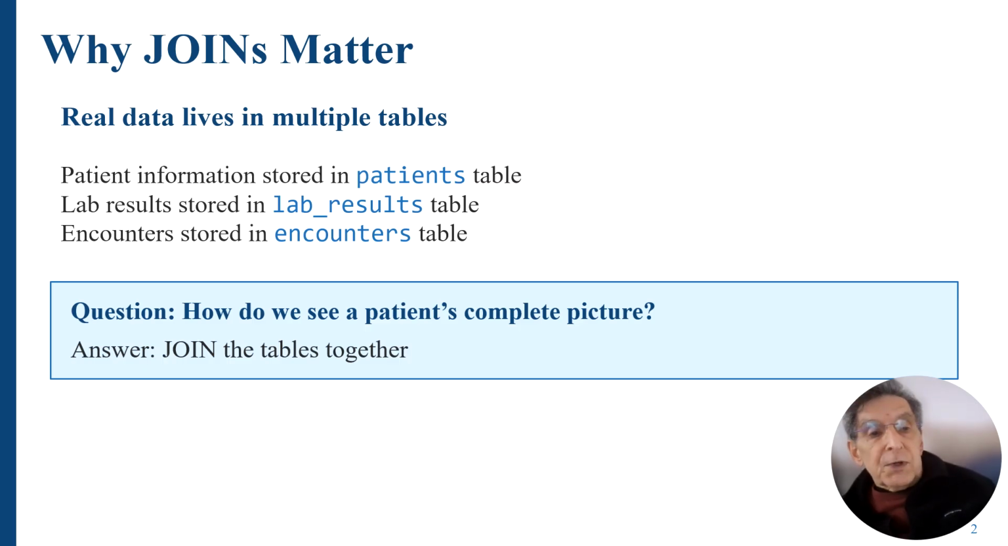This design is very elegant and very efficient, but it creates a challenge. What if I want to see a patient's name alongside lab results? That information lives in 2 different tables. So how do I bring them back together? The answer, of course, is the join operations. Joins allow us to combine rows from 2 or more tables based on a related column between them. This is how we reconstruct the complete picture of a patient from normalized data.